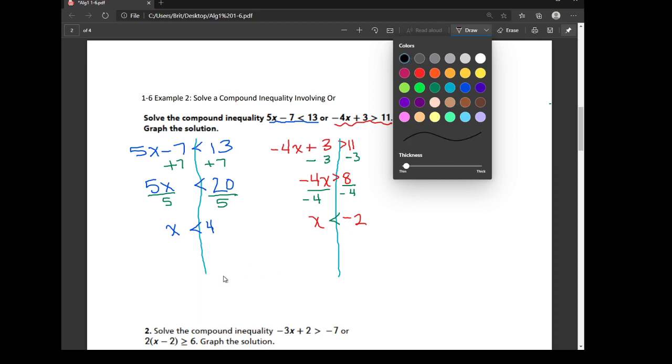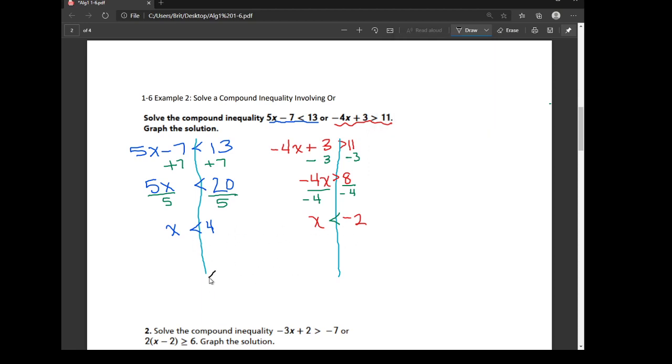Now the thing is that my solution can work for either of these situations, okay? So here's my number line. I'm going to make it count by twos so I don't have to draw as many lines. So for my blue one, I have x is less than 4. So I'm going to go ahead and put my endpoint at 4. And I look to see if I need to shade it or keep it empty.